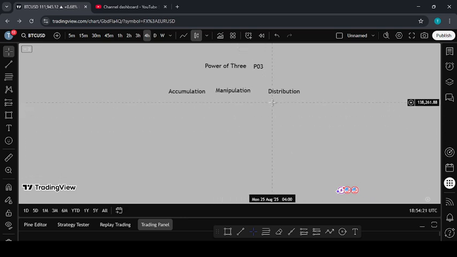Okay, now the distribution phase. After the market has manipulated people into thinking it's going up or down, the distribution phase will come in and take the market aggressively in the intended direction, right? So I want you guys to understand the psychology behind this. You can see all of these happening on your charts. Once you identify it, you know that this is what is happening, then you take time.